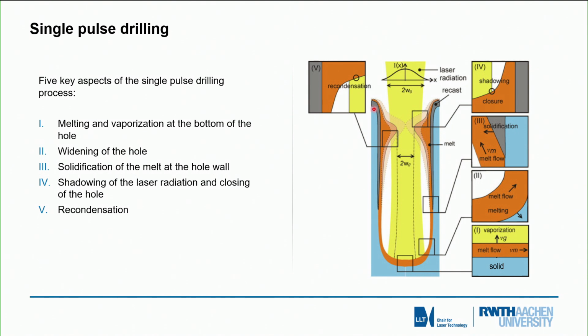Then we might have some shadowing effect, as you see here in this enlargement: if the melt really forms in the hole, then we will have shadowing effects and the intensity of the incoming laser will not get to the bottom of the hole. And of course, a very important point is recondensation, which means that also from the vapor phase we get recondensed material, which we usually don't like. So those are the challenges in single laser pulse drilling, which can be overcome by tailoring the intensity in space and time.